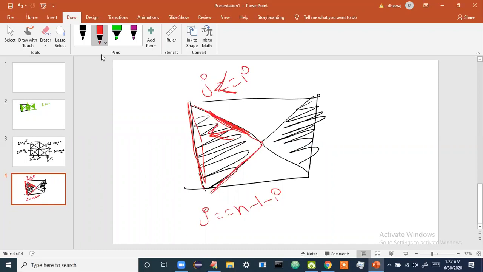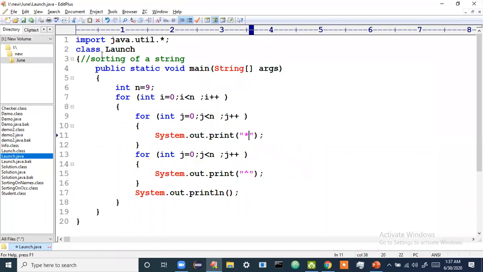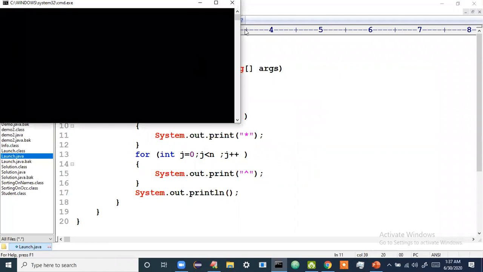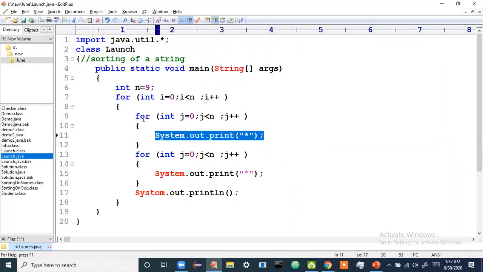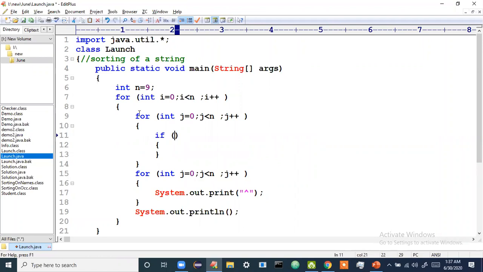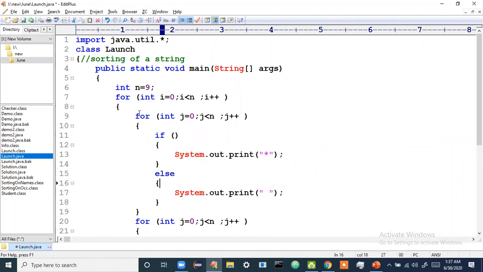Okay, so let's see. I will come here, and in the first pattern, I'll say don't print stars everywhere, because if I execute, I don't want to print stars everywhere. So cut this star, and I'll say if some condition is true, then you print a star. For this, you must write an else, where you print a space. The condition is if j is less than or equal to i.